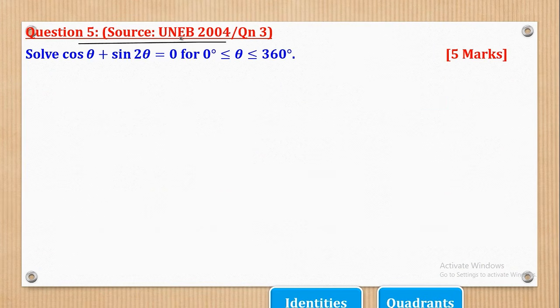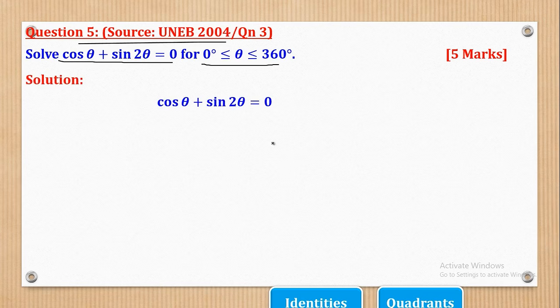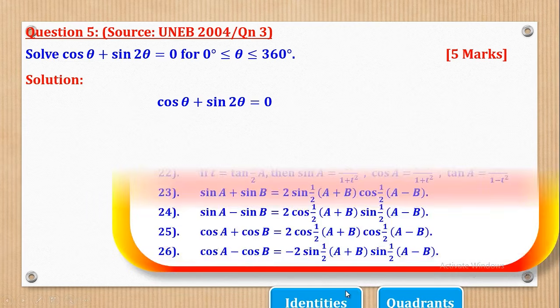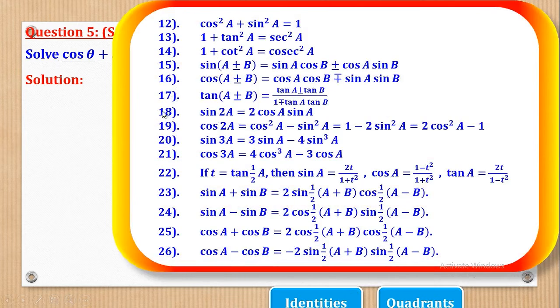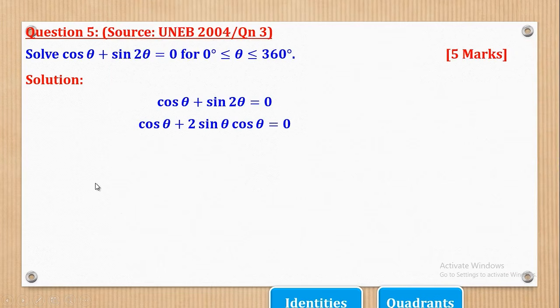So question 5 came from UNEB 2004 paper 1 question 3, and says solve this for theta ranging from 0 to 360 degrees. So we are going to first rewrite the given equation. Then from there, here we have to remember the identity for double angle of sine. So we shall come back here and say, when we look at number 18, there is sine 2a equal to 2 cos a sine a. So we shall come here and expand that. So this becomes 2 sine a cos a.